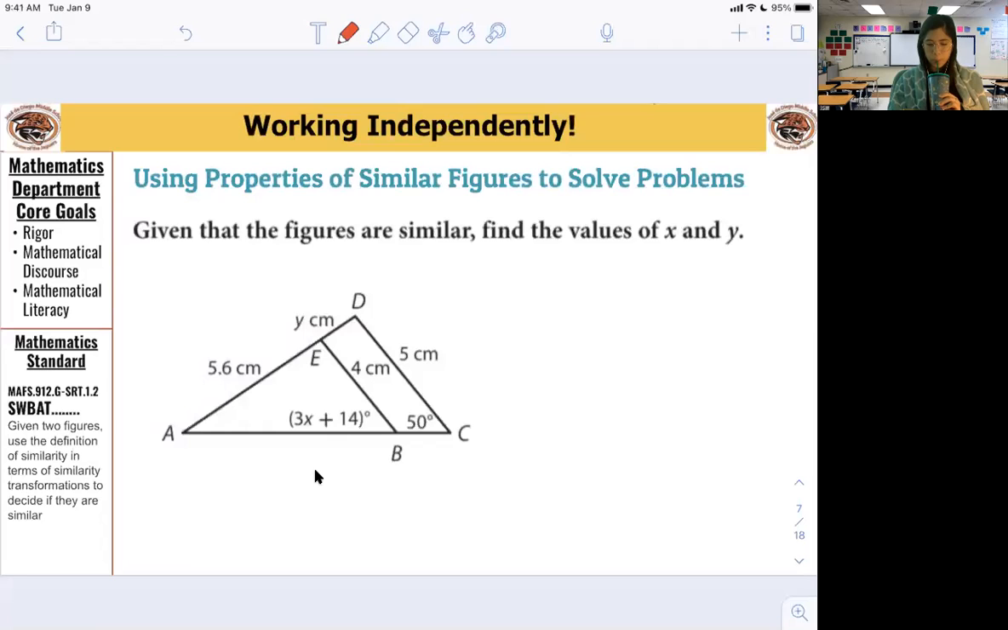Miss, what is B labeling? The whole line segment or the angle? B is just this point. Oh. Okay.